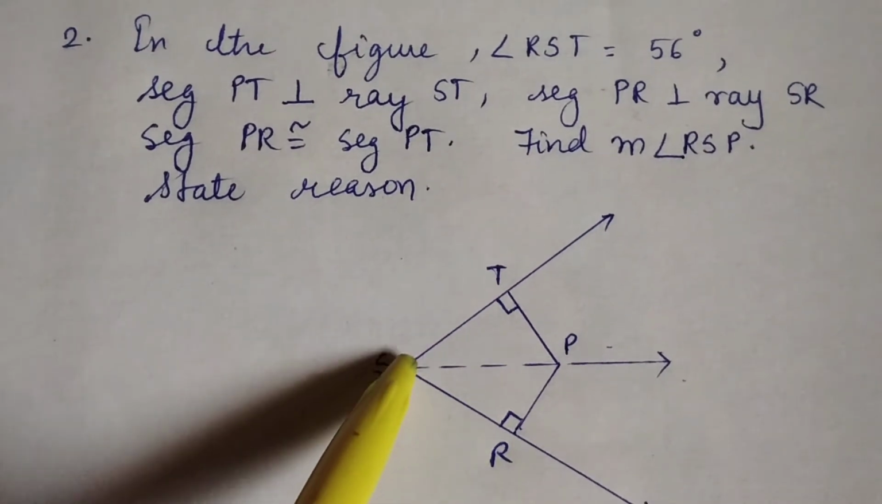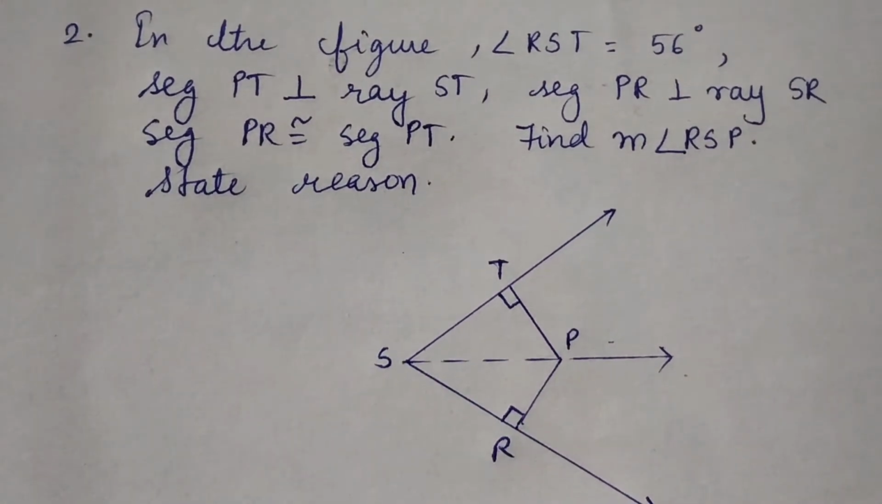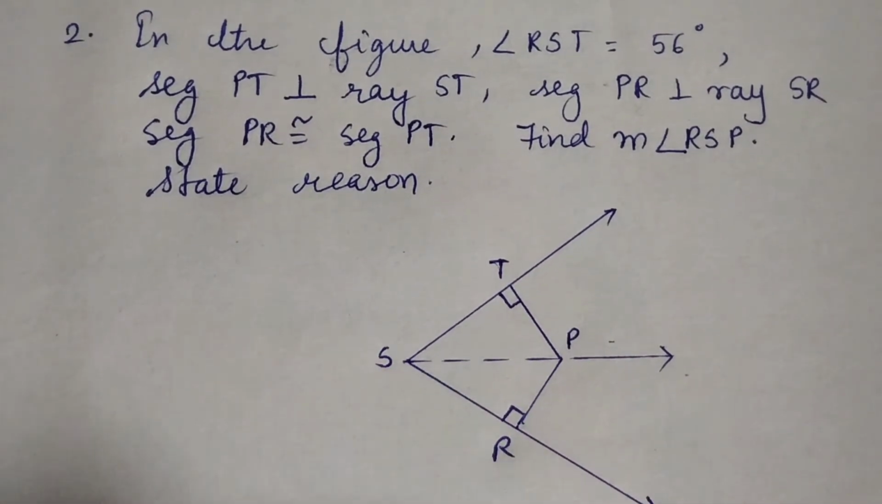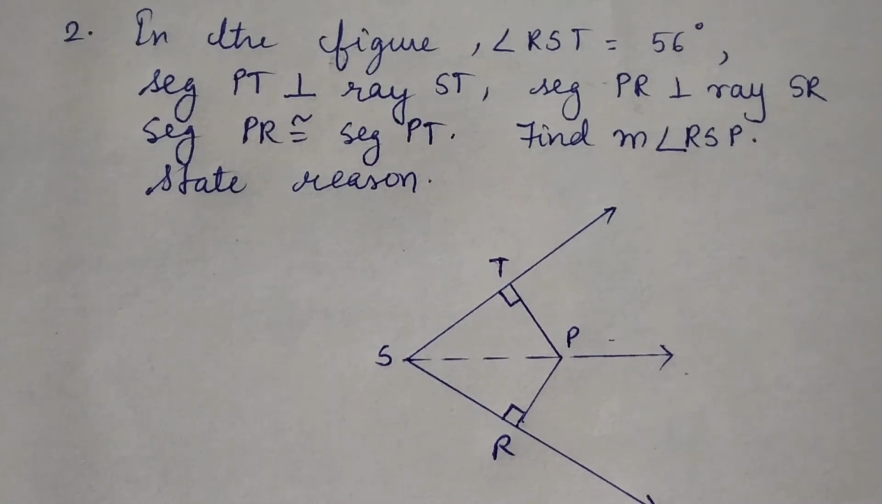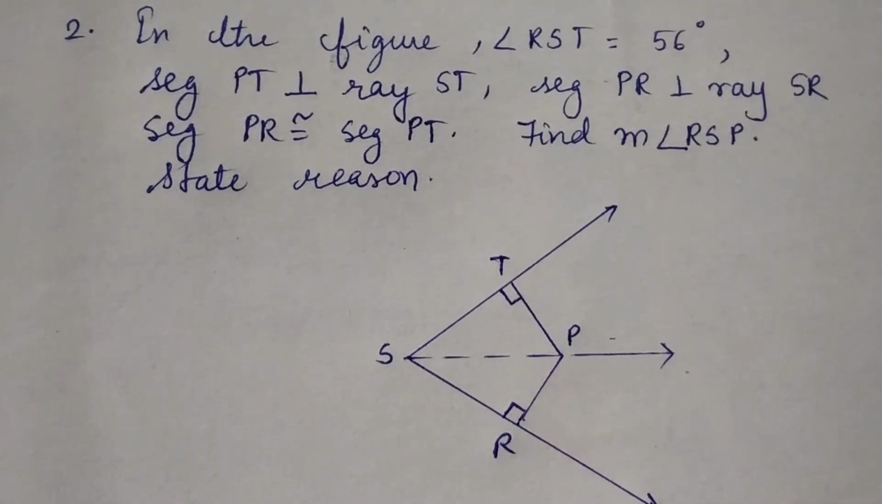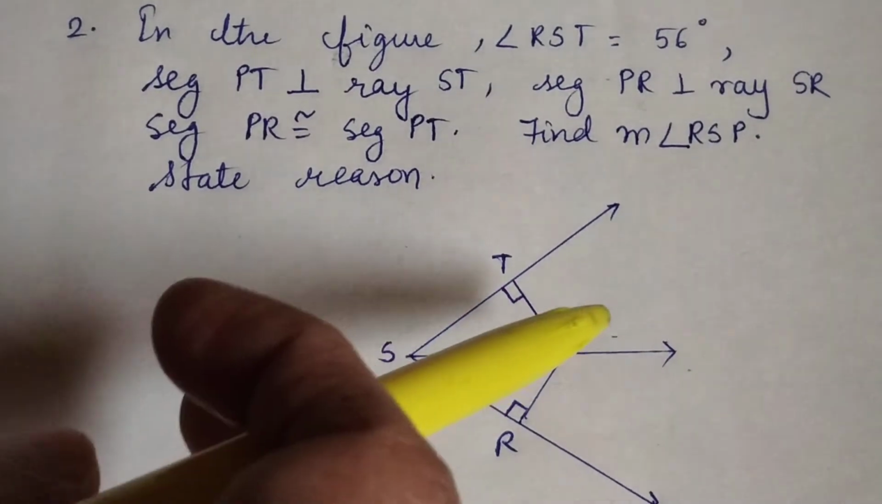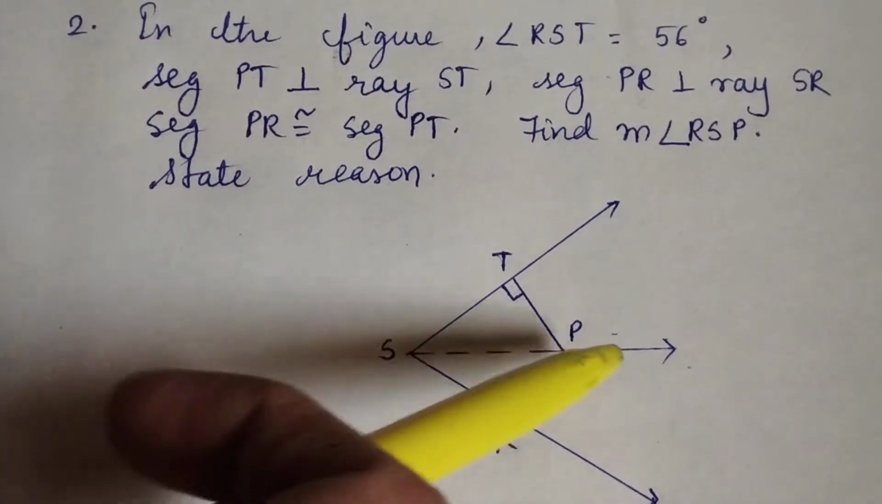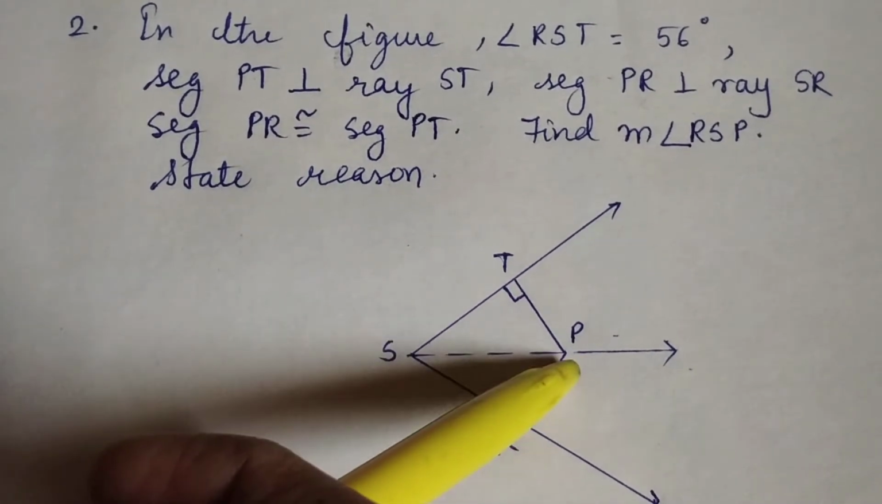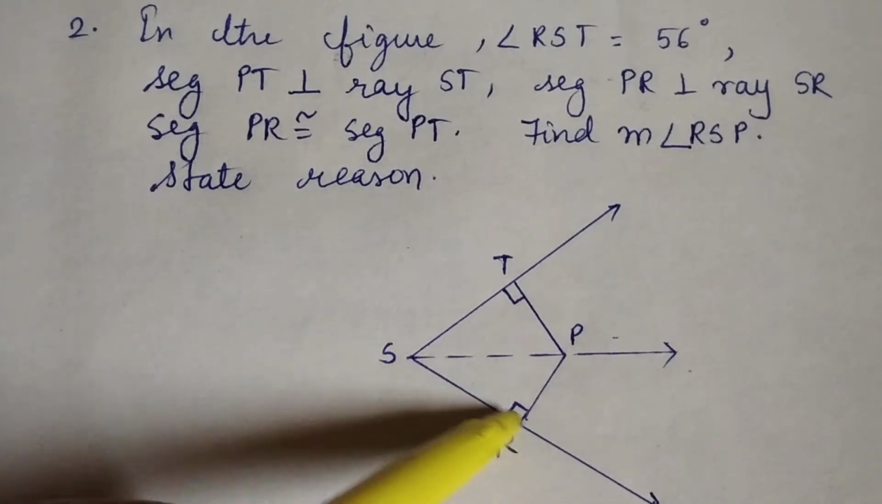In triangle RST, this angle is 56 degrees. PT is perpendicular to ST and PR is perpendicular to SR. Also, PR is equal to PT. Find the measure of angle RSP. We have to find this. We know this angle, but we need to find the measure of this angle, right?